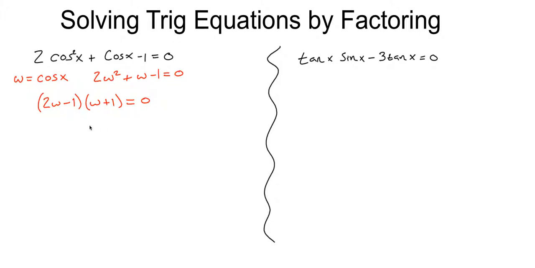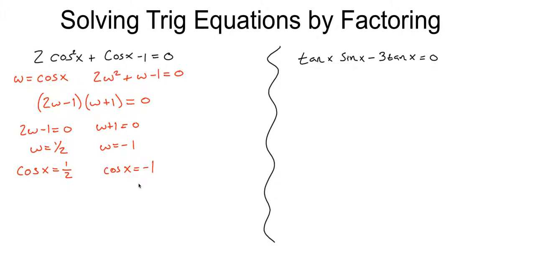Then according to our zero product property, we end up with 2w minus 1 equals 0, which means that w equals 1/2. We also get w plus 1 equals 0, which means w equals -1. Well now, remember, w is not just w. W was the cosine of x. So what this means is that the cosine of x is equal to 1/2, and over here the cosine of x is equal to -1.